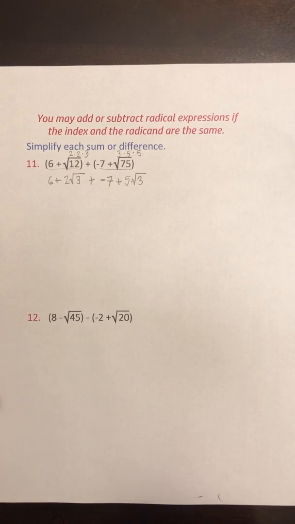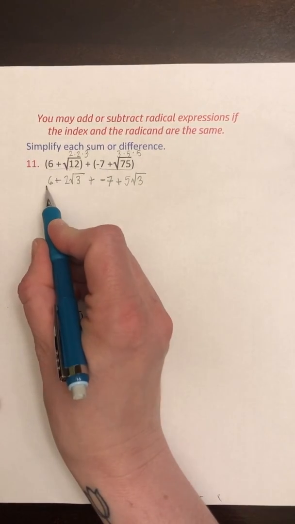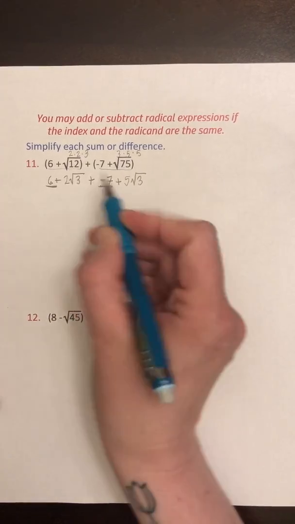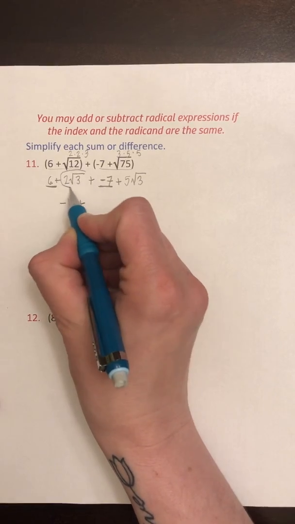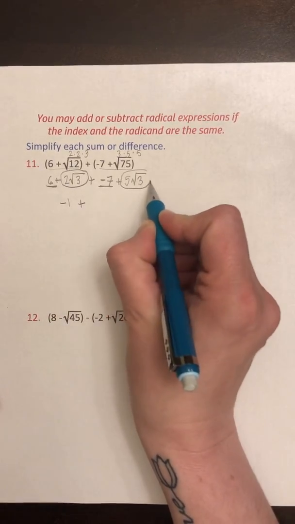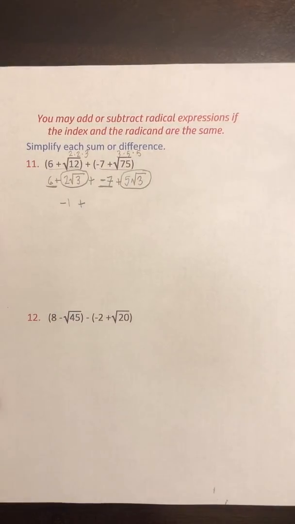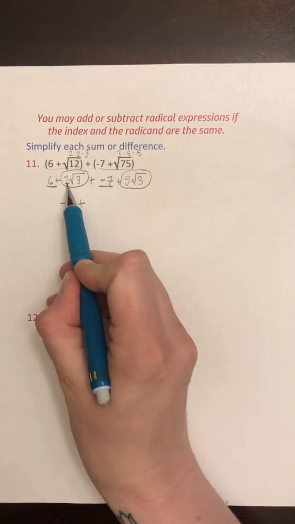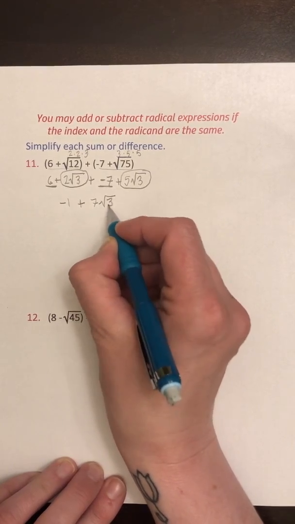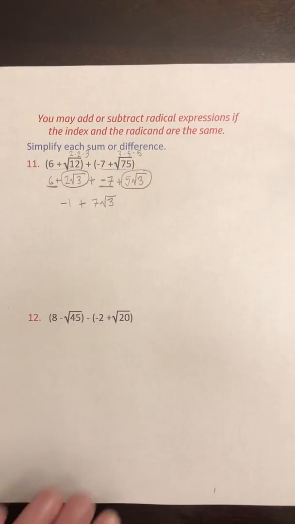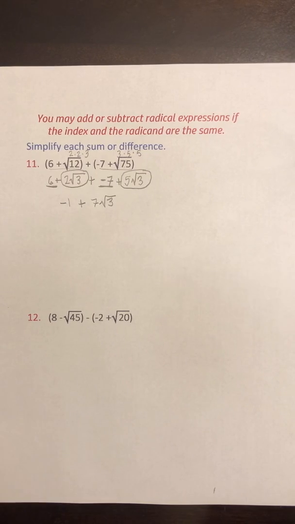I like to start with my integers first. So 6 plus negative 7 is negative 1. Then I'm going to add these radicals together. Now when you add radicals, your radical itself doesn't change. The index doesn't change and the radicand doesn't change. The only thing that changes is your coefficient. So 2 plus 5 is 7, and then you keep your square root of 3. Pretty easy. All right, number 12.